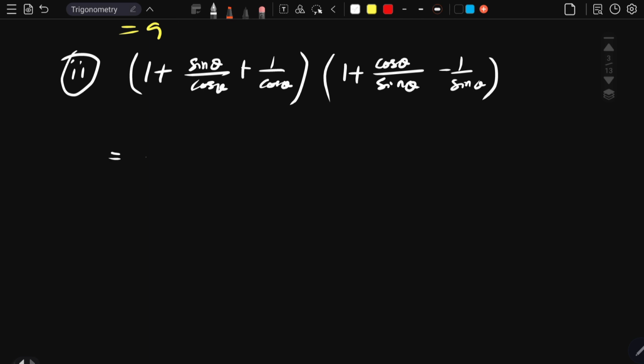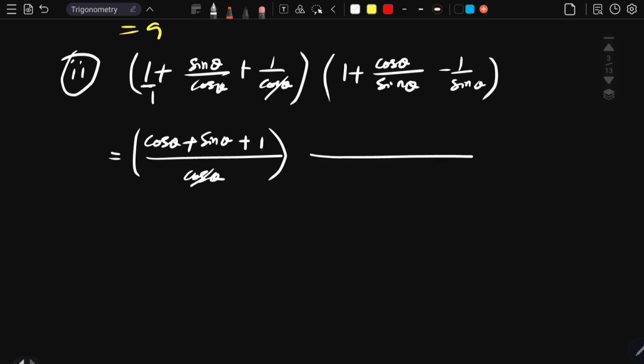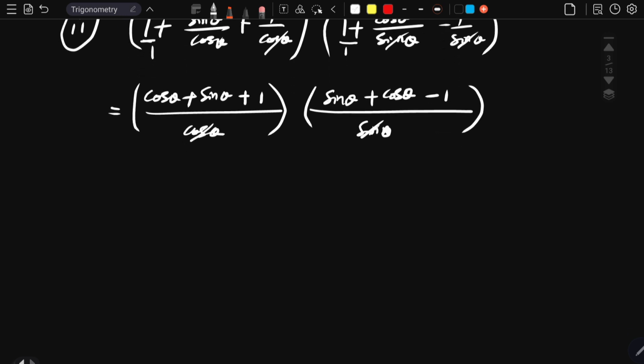Just take the LCM in the first term. So cos theta is the LCM, and I take 1 here. Multiplying inside, cos theta plus sine theta, cos theta plus sine theta, and 1 alone will come in the numerator, multiplied by the next term. Now in this term sine theta becomes the LCM. Sine theta here is 1, so 1 into sine theta plus cos theta in the numerator, minus 1. Okay, clear. Now observe the numerator carefully.